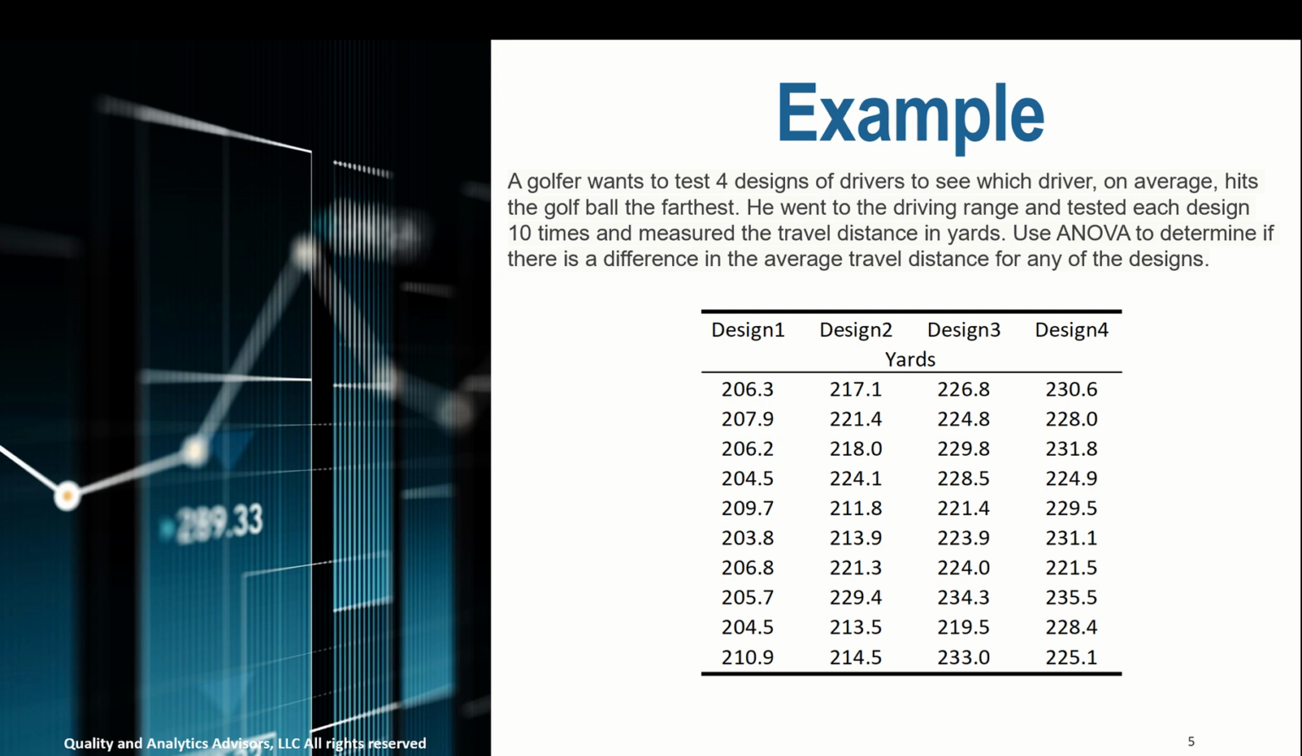Here's the example we're going to work. A golfer wants to test 4 designs of drivers to see which driver on average hits the golf ball the farthest. He went to the driving range and tested each design 10 times and measured the travel distance in yards. We're going to use ANOVA to determine if there's a difference in the average travel distance for any of the designs, and here are the 4 designs. The data is presented to you in columns.